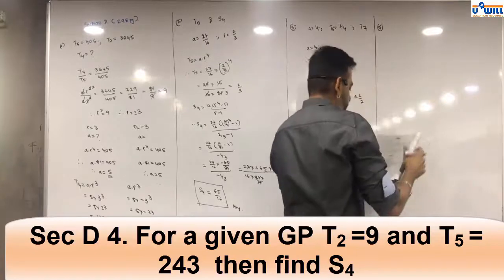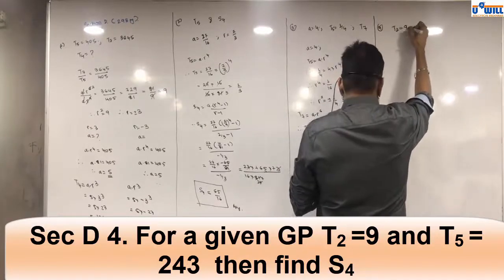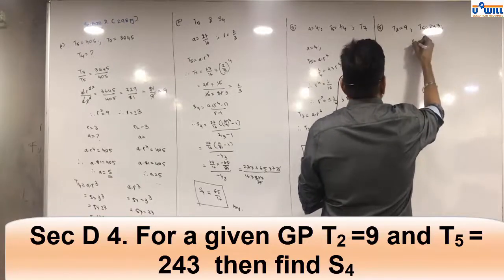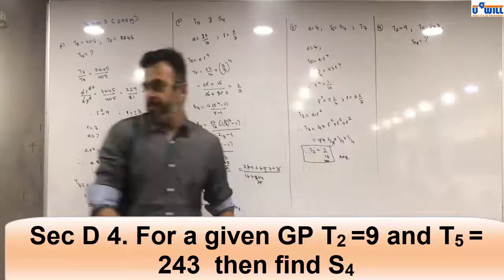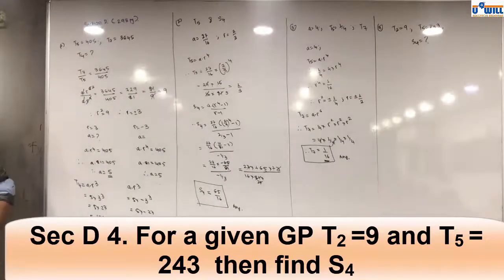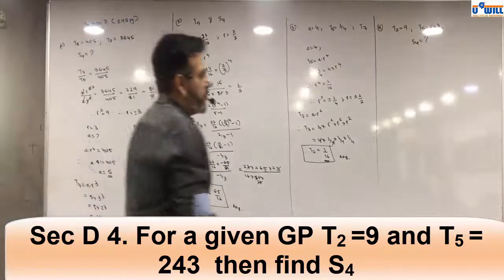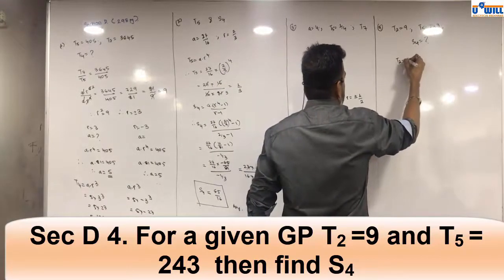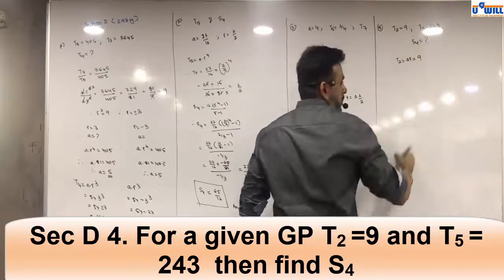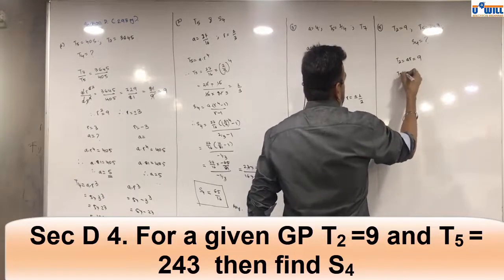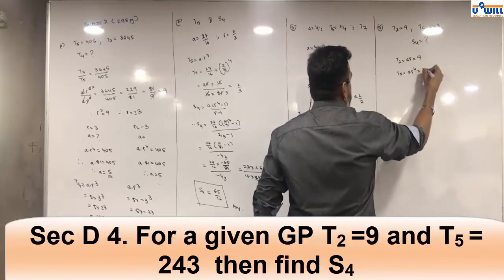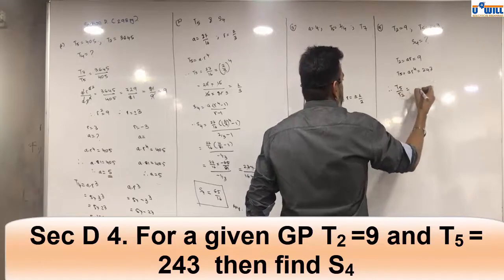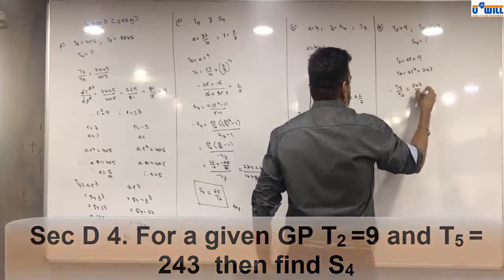In Question 4, T2 is equal to 9 and T5 is equal to 243. We have to find S4. Now, how will we do this sum? T2, which is equal to A into R, which is equal to 9. T5, which is equal to A into R raised to 4, is equal to 243. Therefore, T5 upon T2 is equal to 243 upon 9.